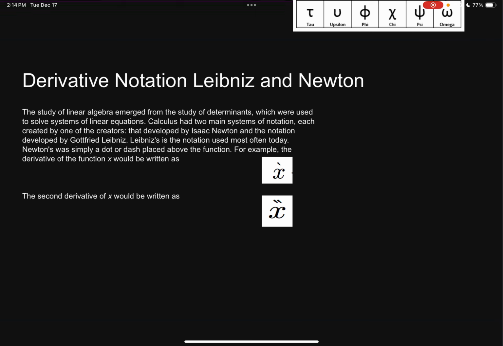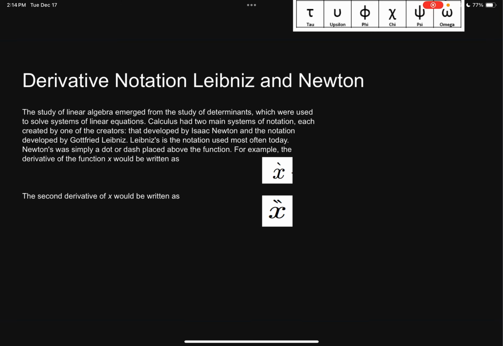And so we're going to move on to the derivative notation by Leibniz and Newton. The study of linear algebra emerged from the study of determinants, which was used to solve systems of linear equations. Calculus has two main systems of notation. Each was created by one of the creators, Isaac Newton and Gottfried Leibniz. Leibniz's notation is the most often used today.